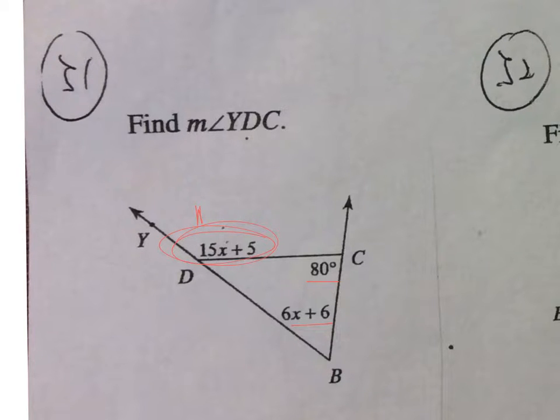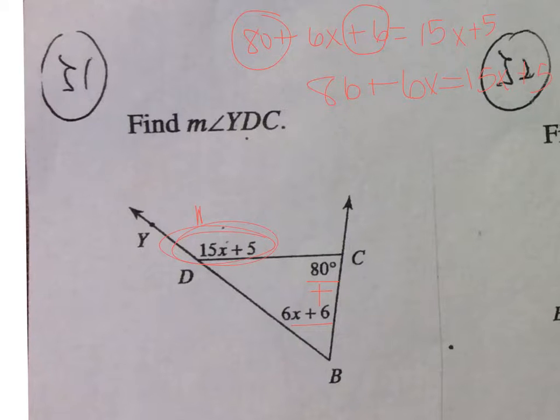So we can say 80 plus 6x plus 6. I added these two angles up, and I can set it equal to the exterior angle of 15x plus 5. And let's combine like terms on the same side of the equal sign. So that's going to be 86 plus 6x is equal to 15x plus 5.